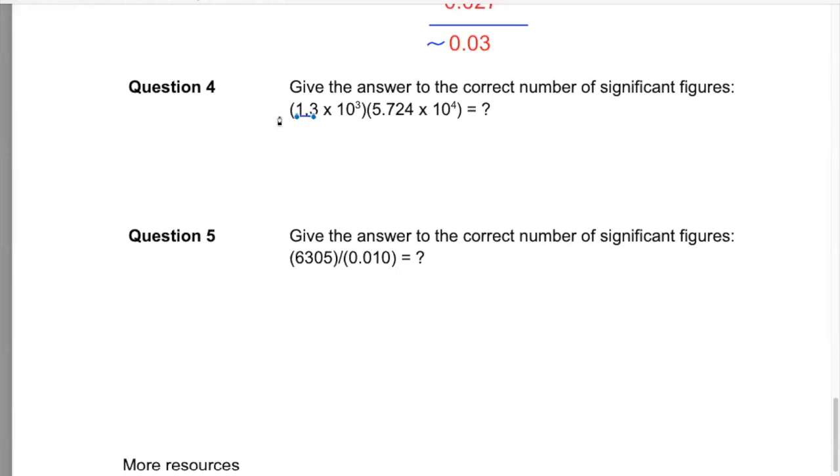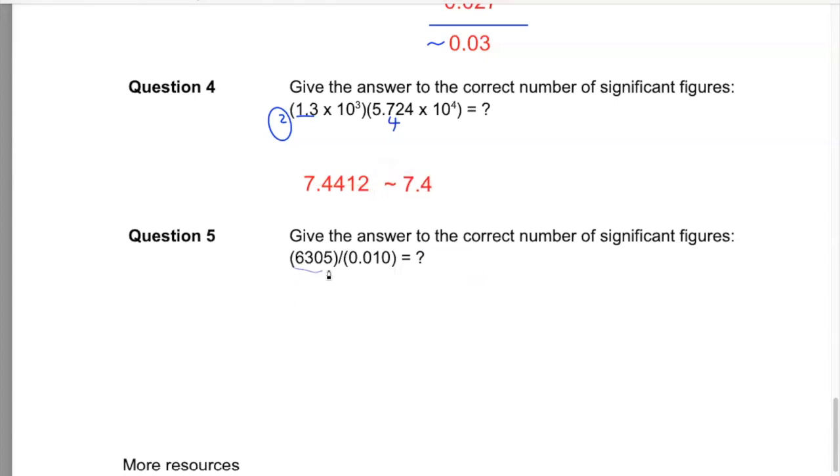Give the answer to the correct number of sig figs for multiplication. Count the sig figs, 2. Count the sig figs, 4. Therefore, 2 is smaller. So our final answer will be 2 sig figs. So we will round it to 7.4. 2 sig figs. Let's do the next one.